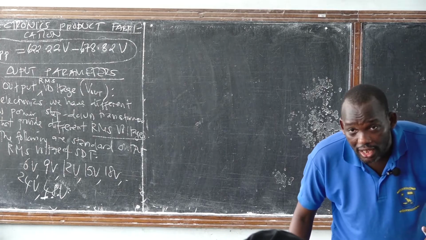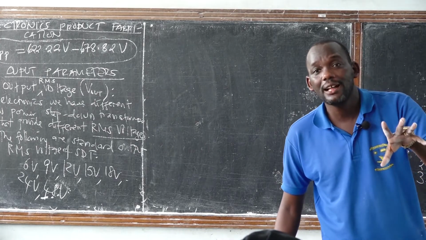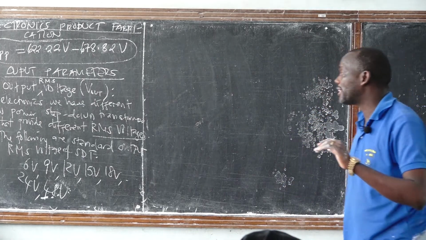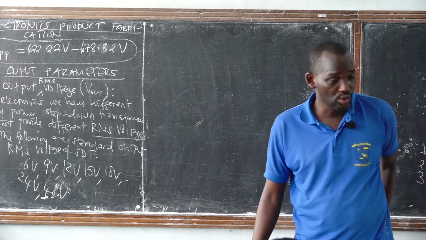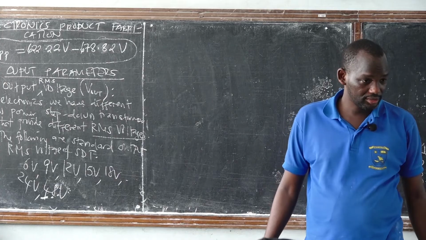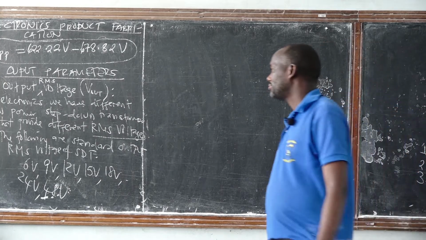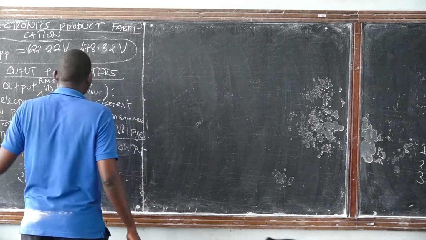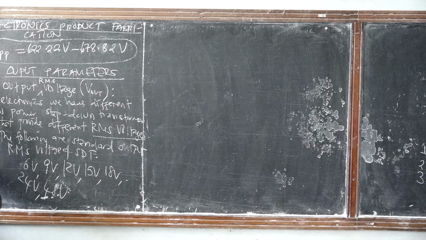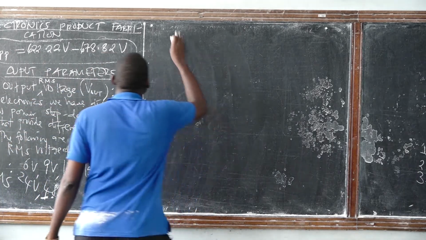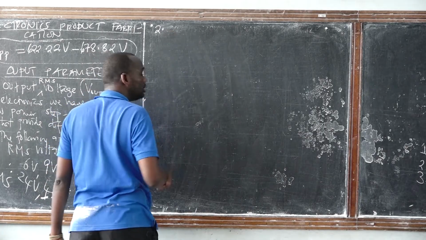Are we together? So you cannot find a transformer that can give you 10 volt. It's not there, unless you design yours. So this is the first one. It means that these are some of the output root mean square voltage. Then the second parameter is what?